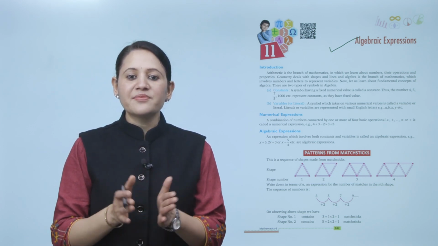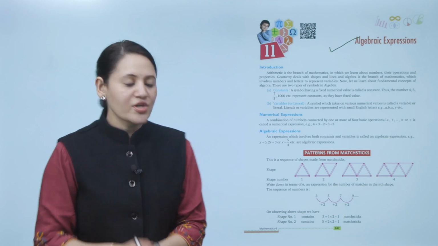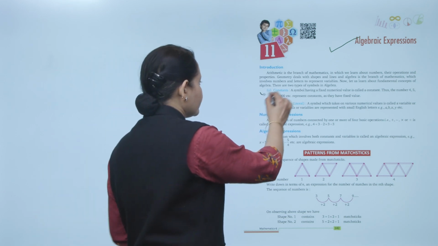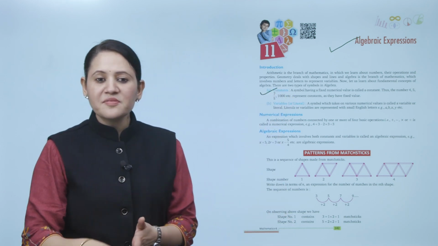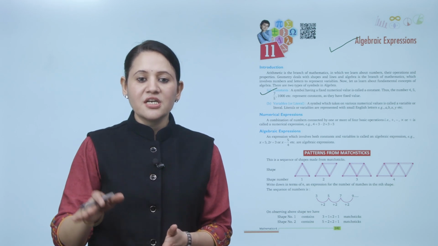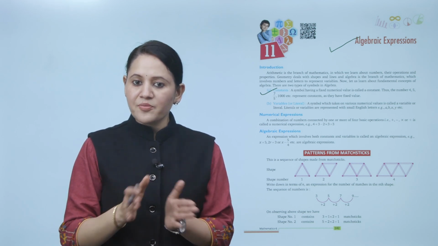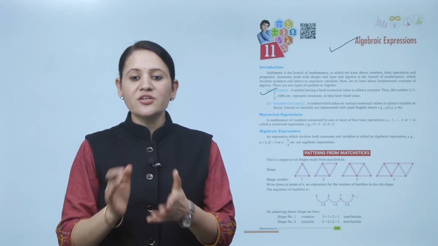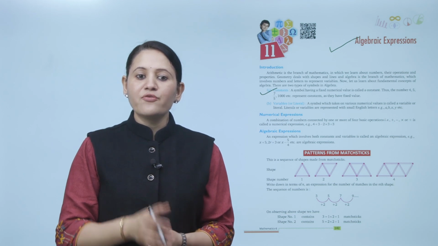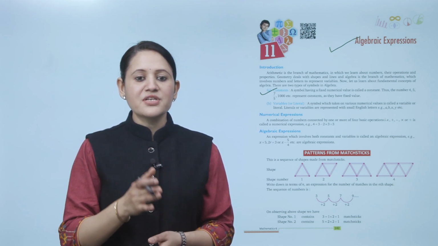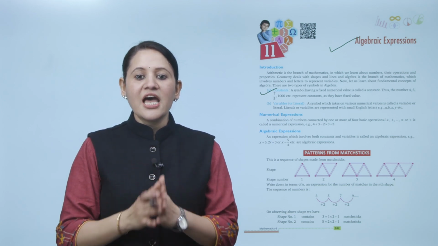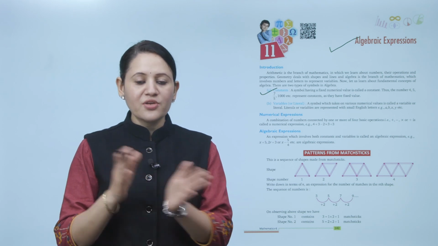There are two types of symbols in algebra. First is constant. Constant means their value doesn't change. A symbol having a fixed numerical value is called a constant. Thus, the numbers 4, 5, 7, 5000 etc. represent constants as they have a fixed value. उनकी value change नहीं होगी.